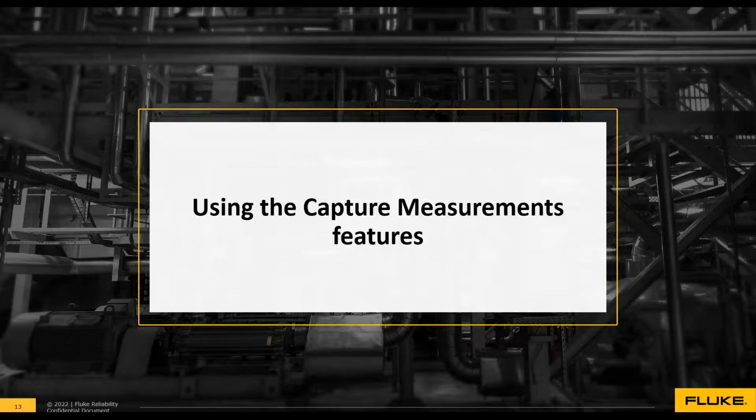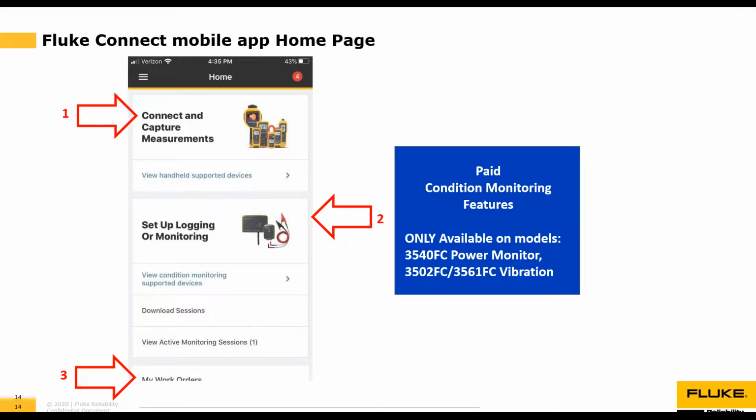So let's start with the homepage. The Fluke Connect mobile app homepage has three main areas. At the top, we have the Connect and Capture Measurement section. This is where you connect your tool to the mobile app in order to save measurement readings, like you just saw in the video. The middle section is setup logging or monitoring.